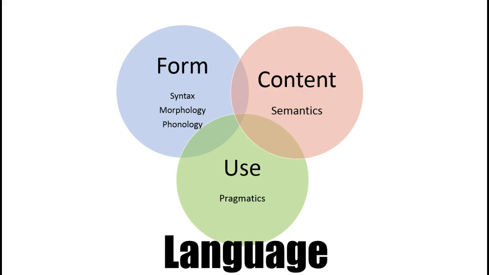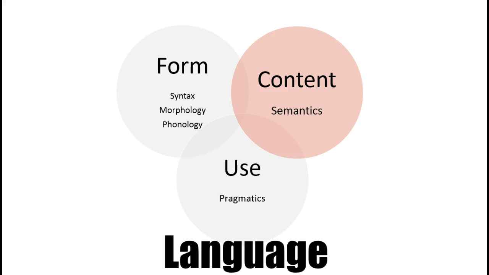So when we're talking about the 5 components of language, we're talking about syntax, morphology, phonology, semantics, and pragmatics. Now these 5 components of language are often categorized into some bigger categories, okay? The bigger categories are form, content, and use. Okay, so form consists of syntax, morphology, and phonology. Content consists of semantics, and use consists of pragmatics.